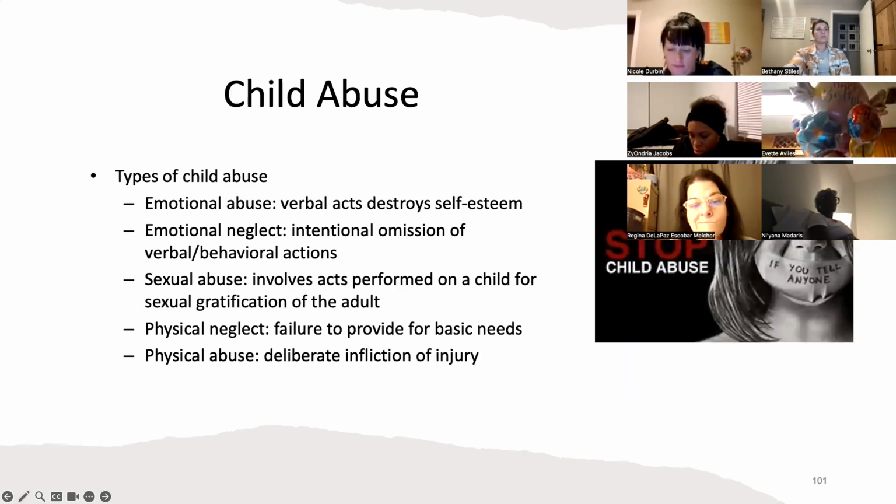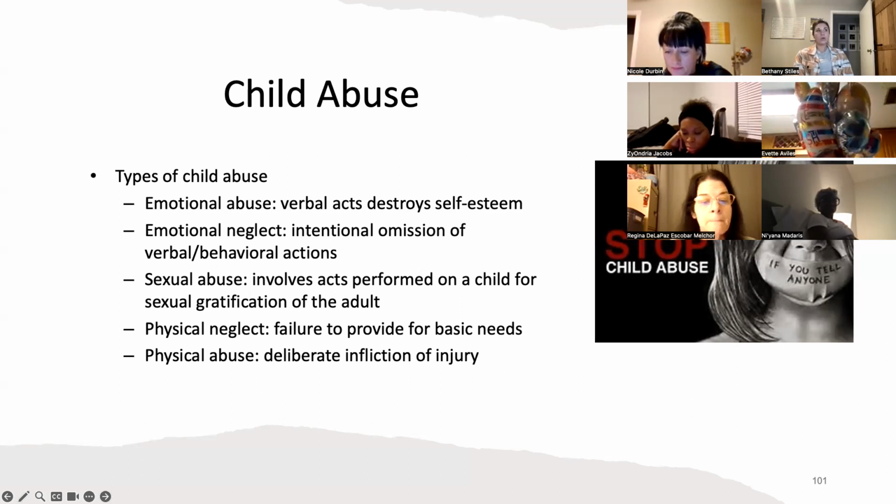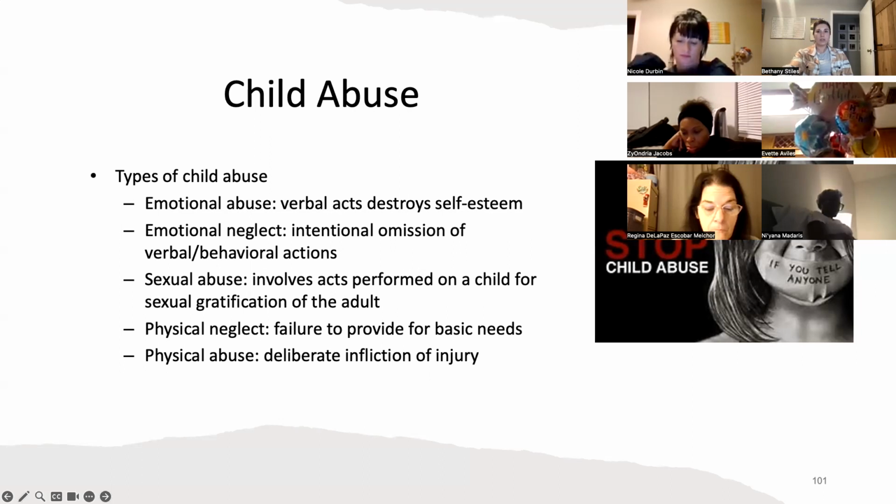It's important that we know the difference between abuse and neglect. Emotional abuse is verbal acts of destroying the self-esteem. Emotional neglect is where you're intentionally refusing to communicate or interact with the child. Sexual abuse is performing acts on the child for sexual gratification of the adult. Physical neglect is failure to provide for those basic needs, where physical abuse is deliberately inflicting injury. So that is the difference between abuse and neglect.